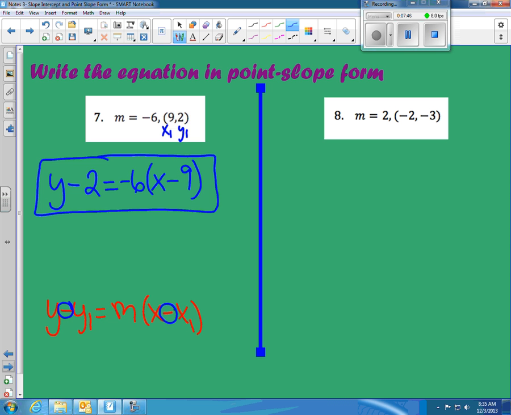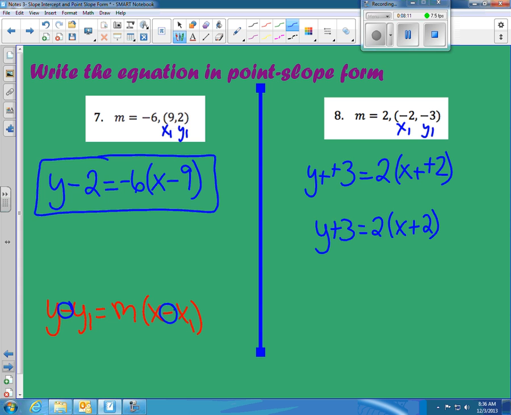All right, so looking at 8, we're going to think about, we have y minus our y1 and equals our slope times x minus our x1. Well, because our x1 and our y1 were both negative, minus the negative is going to turn to plus a positive. So we get y plus 3 equals 2 times x plus 2. And there we have our point slope equation. Now, these answers here are for when I ask you to write it in point slope form. Sometimes we might ask you to start it in point slope form and then give us your solution in slope intercept form.